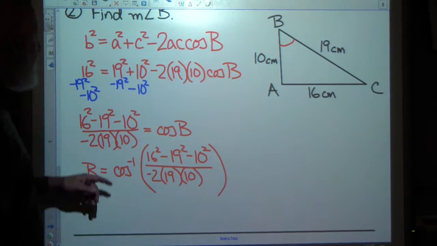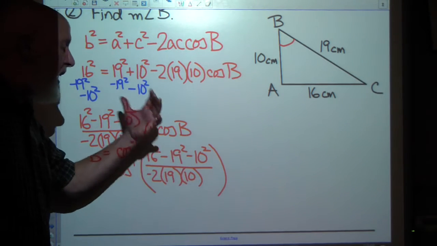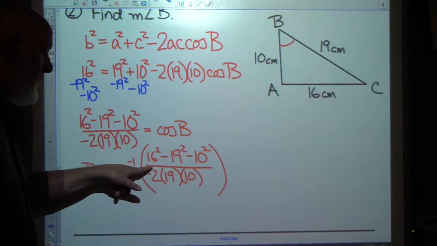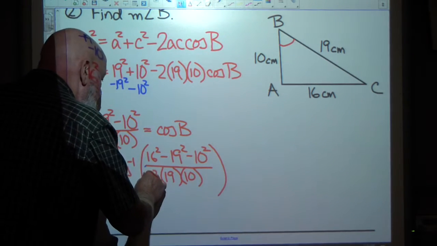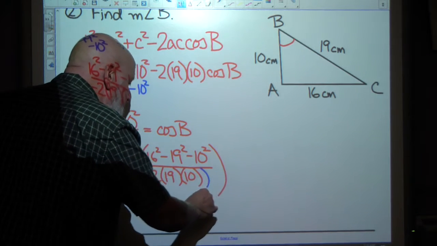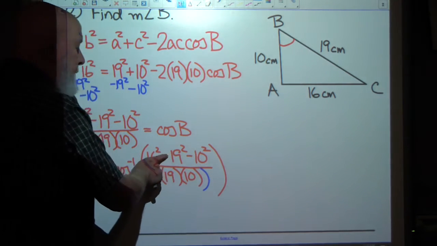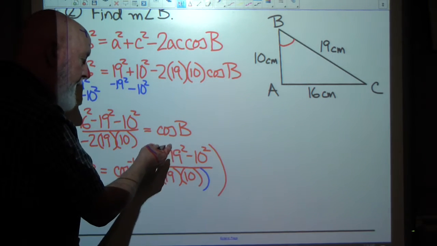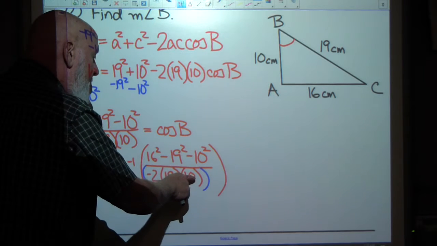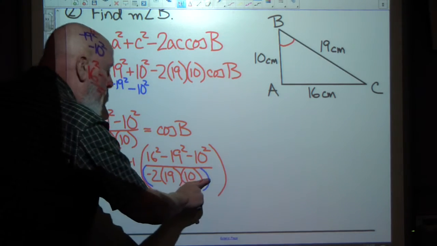Now you have to be real careful with your calculator. You can do all this and hit equals, then divide it by, and it would be a real good idea to put this whole thing in parentheses. Because if you just say divided by -2 times 19 times 10, it'll divide by -2, perform that operation, and then multiply the rest of those by 19 and 10. And we want all of this divided, not multiplied. So I want the whole thing divided.